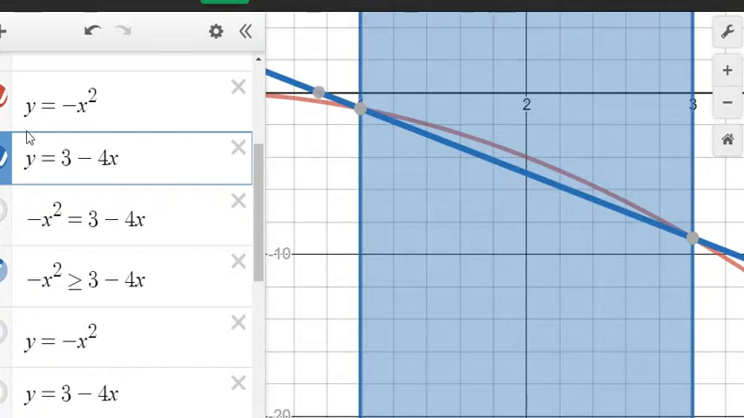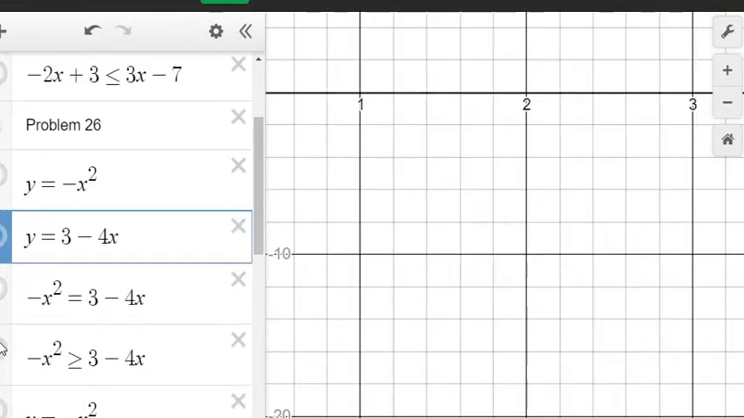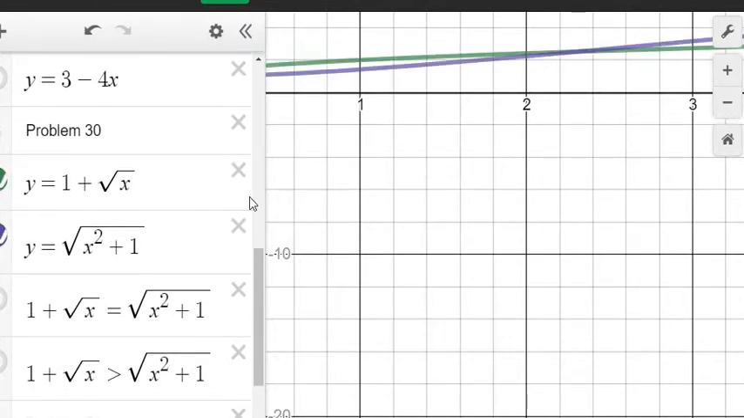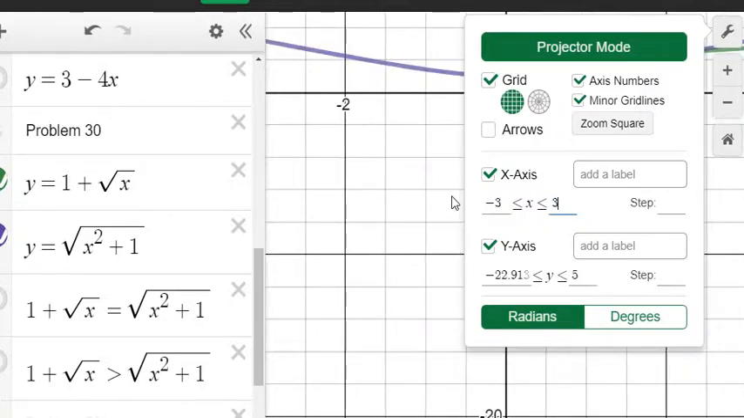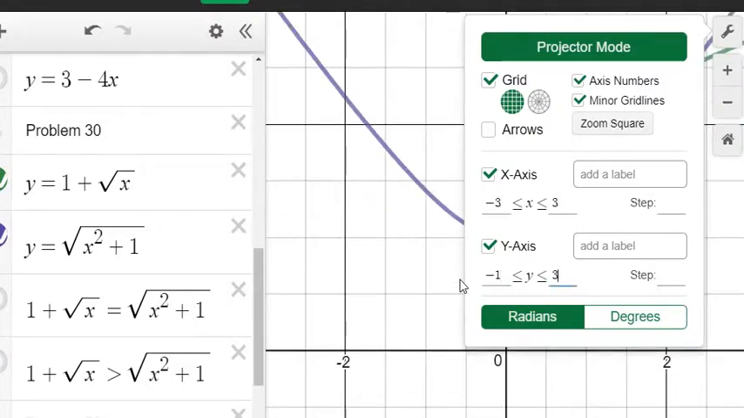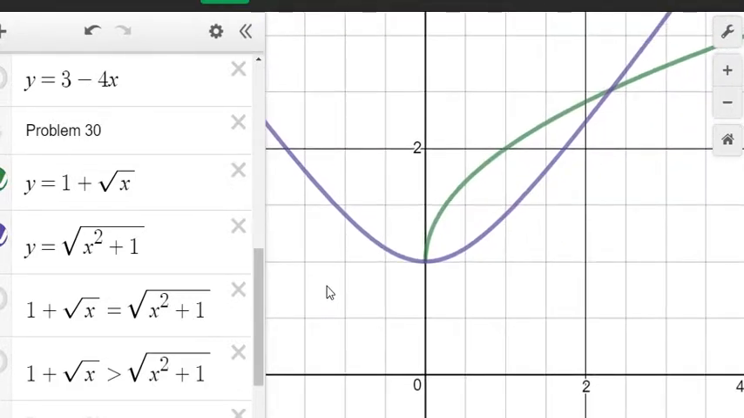All right, so I'm going to shut these off, and let's kick on to problem 30. Problem 30 is going to ask us to work with these two graphs. And I'll probably need to change the window here a little bit. Let's make that from negative 3 to 3 on the x-axis and negative 1 to 3 on the y-axis. There, something like that.